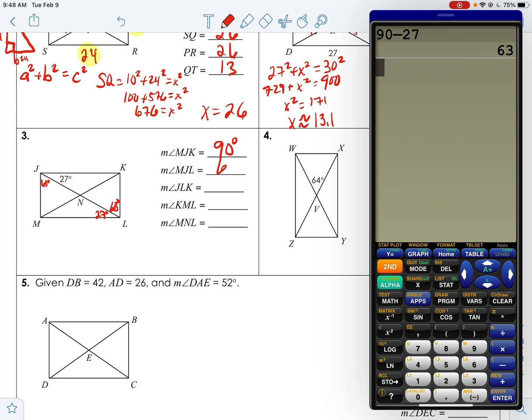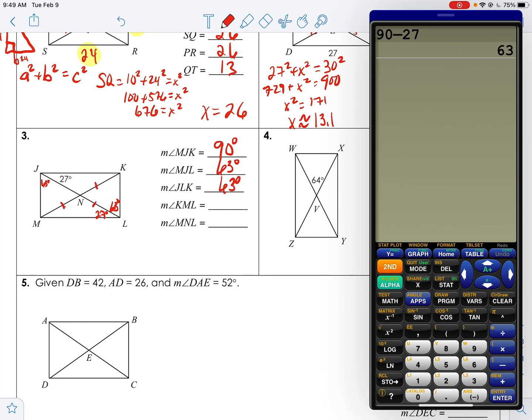M to J to L. That one was 63, we figured out. J to L to K is also 63 degrees. K to M to L. Well, how could we figure that out? Well, let's have a look.